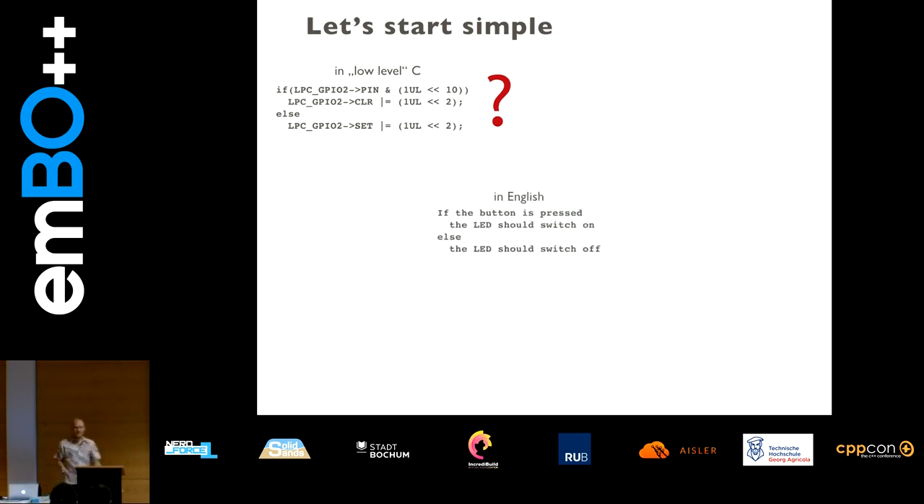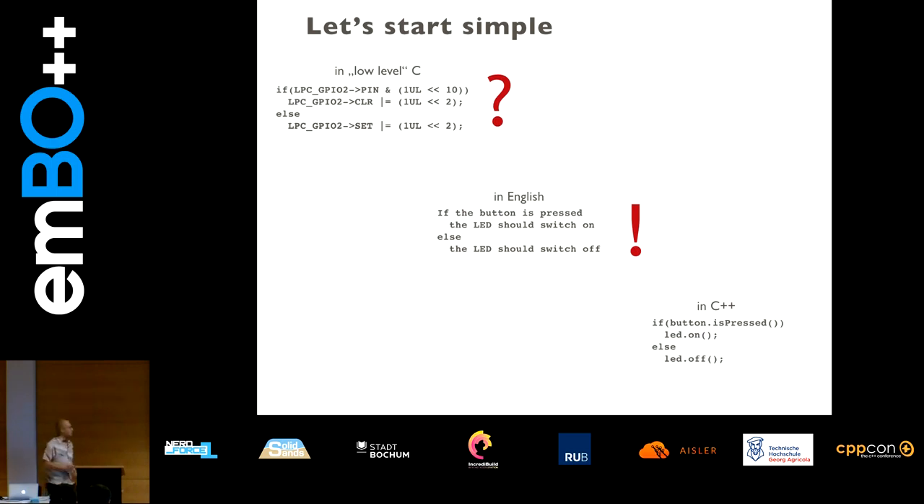If we have it in English, that's what it should do. If the button is pressed, the LED should switch on, else the LED should switch off. And that's how I want my source code to look. So that's easy to understand, and I want my source code to be easily understood. So in C++, you can write it like this: if the button is pressed, LED on, else LED off. And I think that would be very easy.